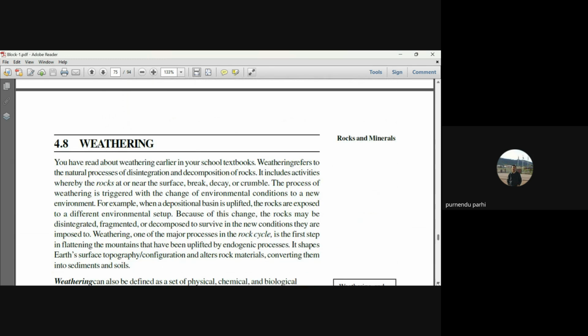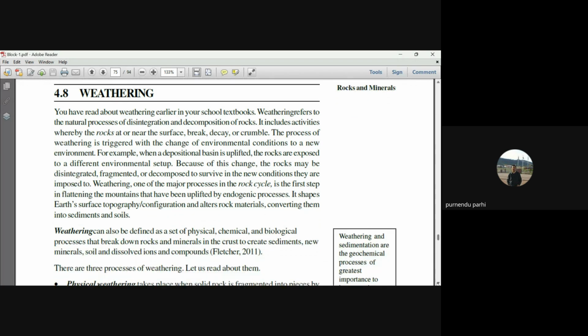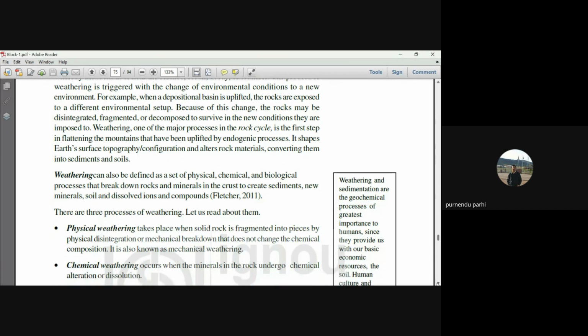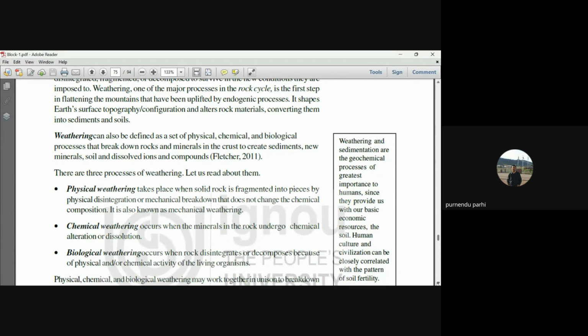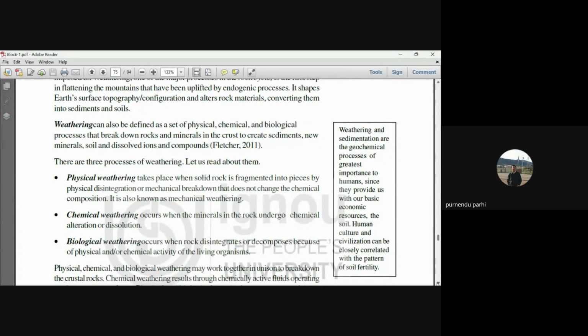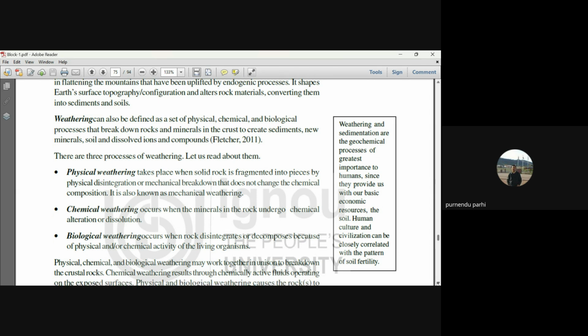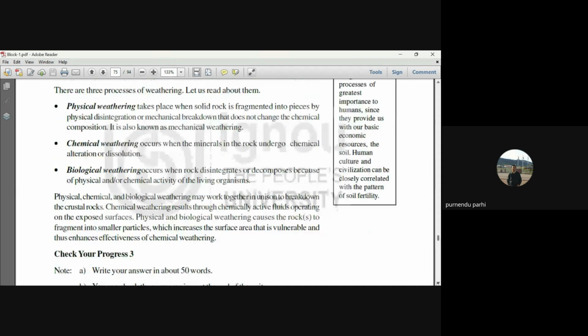Then weathering. Weathering can also be defined as a set of physical, chemical, and biological processes that break down rock and minerals into crust or to create sediments, new minerals, soil, and dissolved ions and compounds. There are three processes of weathering: physical weathering, chemical weathering, and biological weathering.